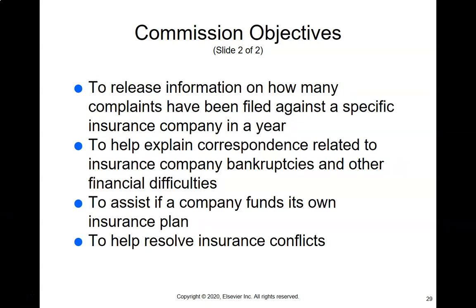Some additional objectives are to release information on how many complaints have been filed against a specific insurance company in a year, to help explain correspondence related to insurance company bankruptcies and other financial difficulties, to assist if a company funds its own insurance plan, and to help resolve insurance conflicts. Now, the insurance commissioners do not have the legal authority to order an insurance carrier to make a payment.